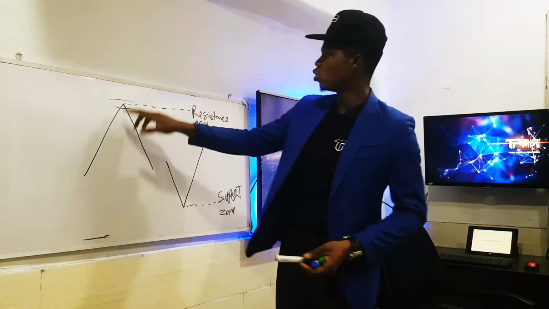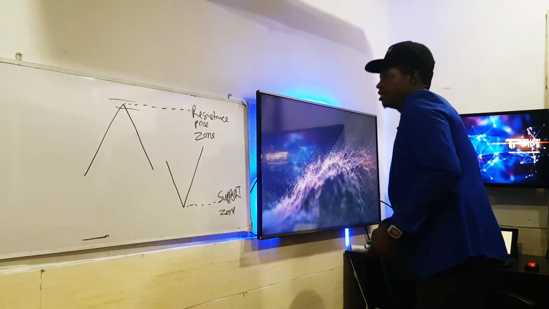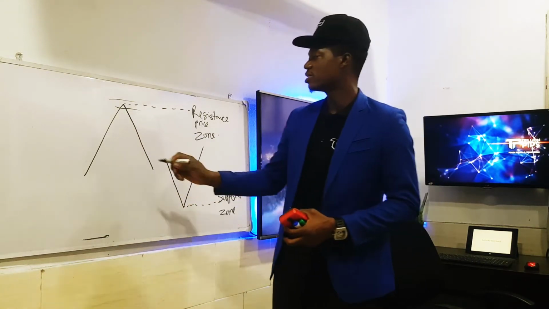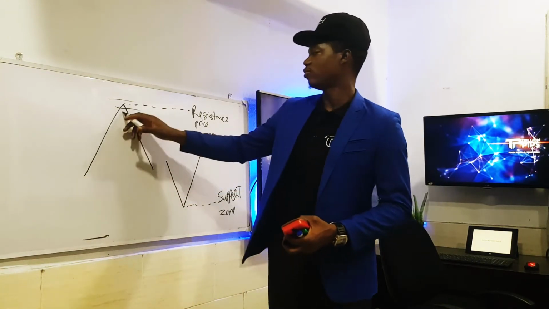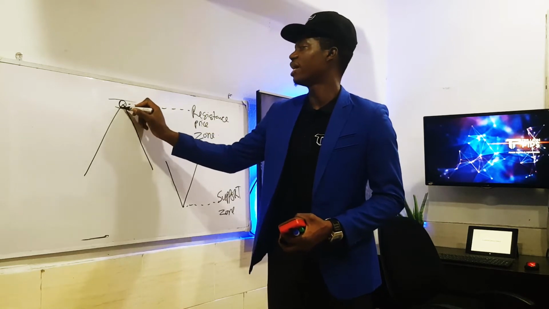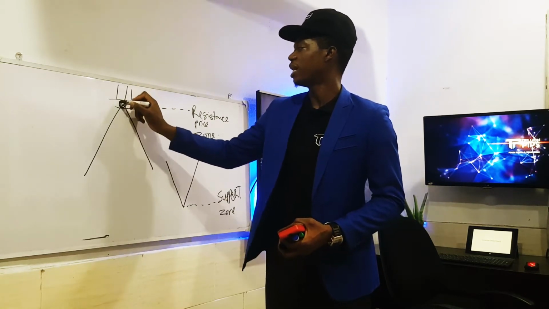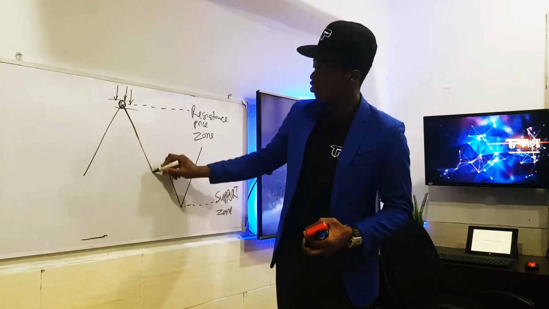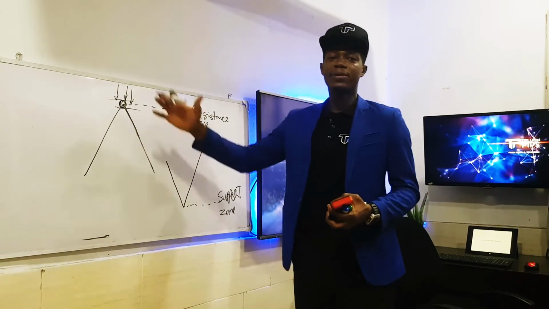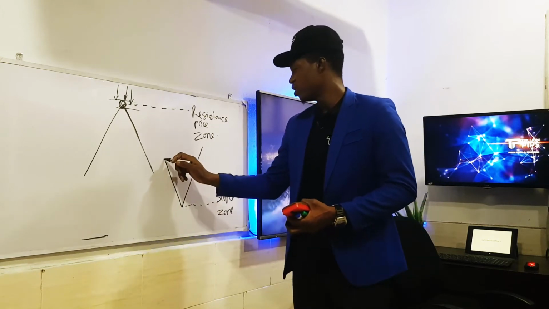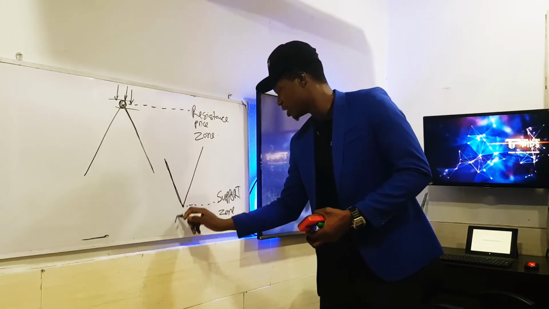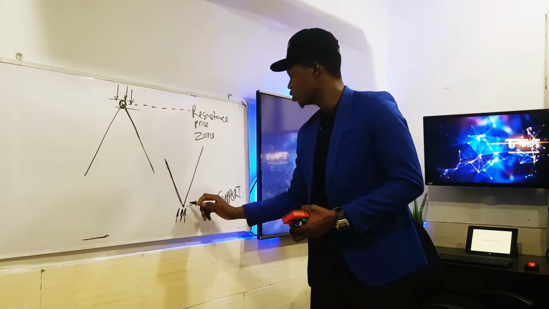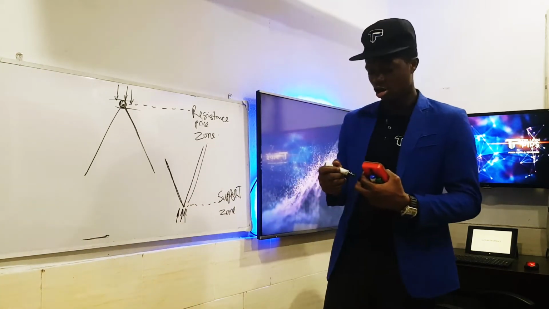Now, these zones that you see, there's a reason why the price changed direction. It means the market was buying before, and all of a sudden we had an influx of sellers, which pushed the price of that particular currency pair down. The same thing here. We're selling, then we suddenly had an influx of buyers, which suddenly pushed the market up.